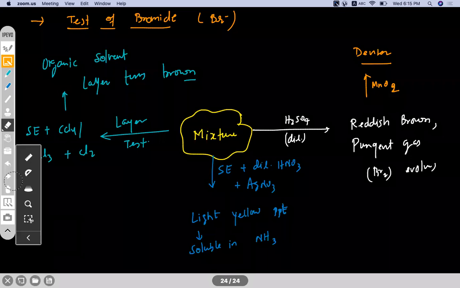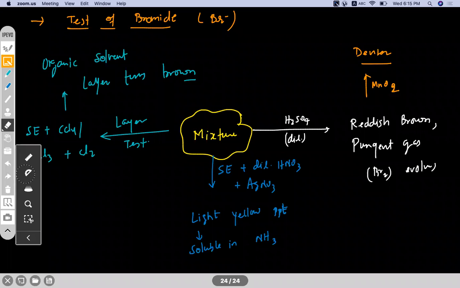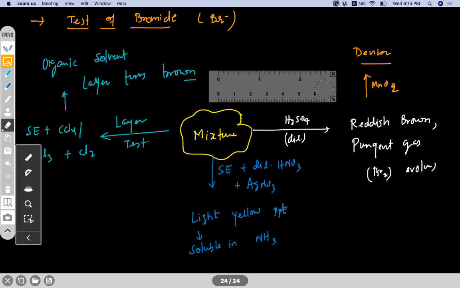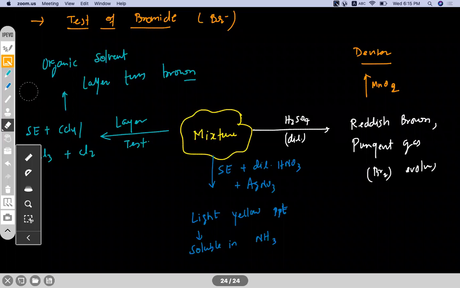So are we going to take up some questions on this? We'll do that. Let me just take up one or two more ions then. We'll take up one question after this and then we'll do some more ions, okay? Done? Okay.